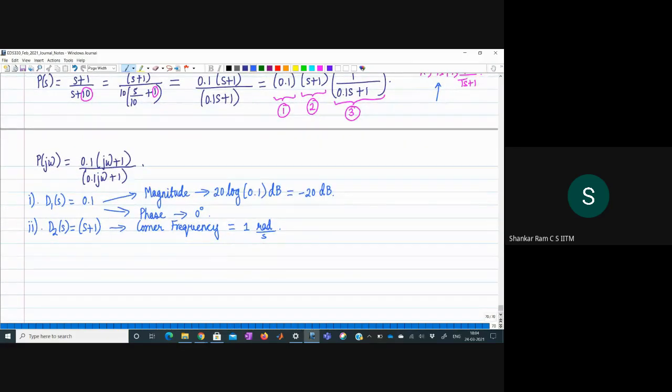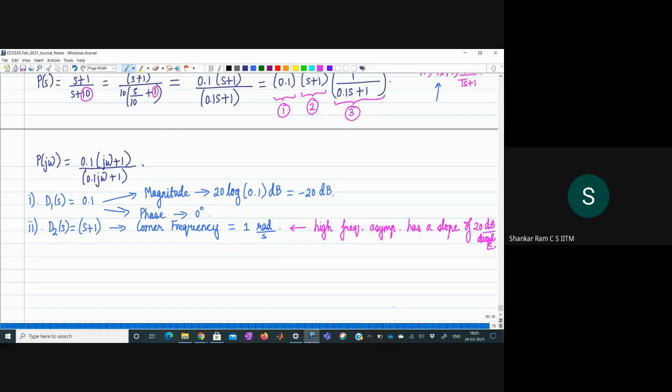So this will have a high frequency asymptote with a slope of plus 20 decibels per decade. Please remember that. The low frequency asymptote will be the 0 decibel line, right? These are the asymptotes associated with this particular factor, s plus 1.